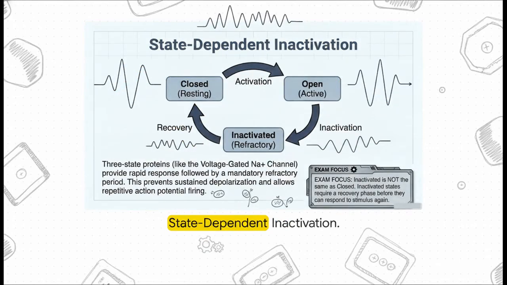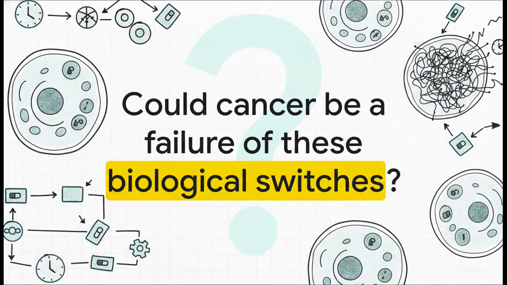And taking one last look at this timing at the protein level, we have state-dependent inactivation. Three-state proteins, like voltage-gated sodium channels, go from closed to open and then to an inactivated state. They are forced to undergo a mandatory refractory period, a recovery phase, before they can physically reset to closed. It is a really elegant way to prevent proteins from getting permanently jammed in the on position, which allows for rapid, controlled, repetitive firing.